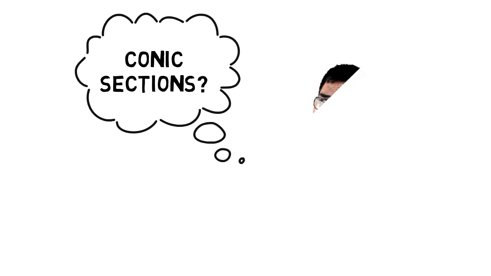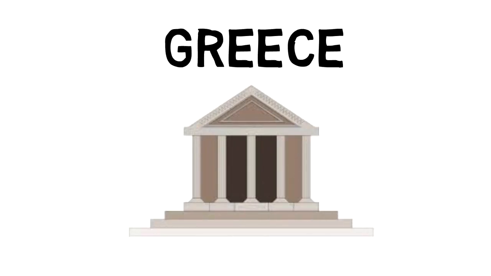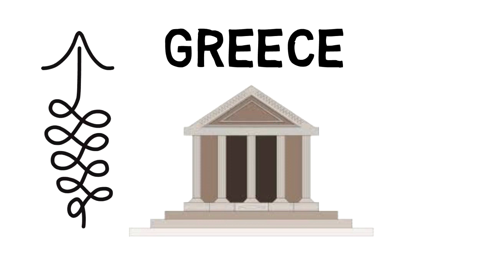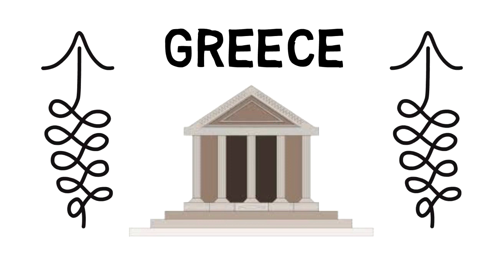But how? When did it start? And what's the story behind this concept? The knowledge of conic sections can be traced back to ancient Greece. These are among the oldest curves and are the oldest math subjects studied systematically and thoroughly.